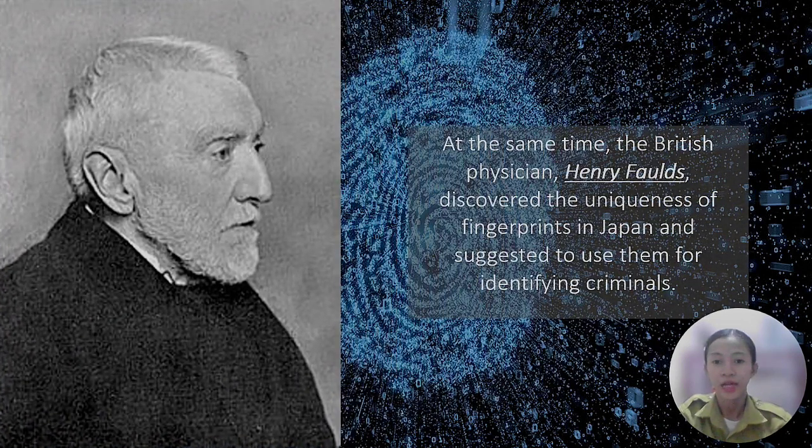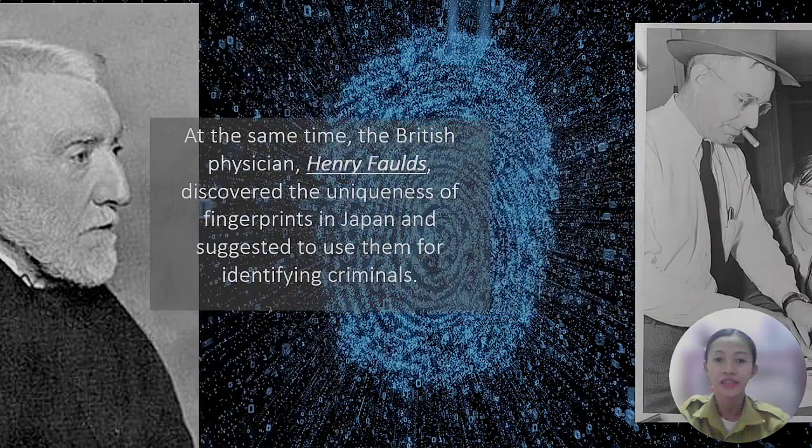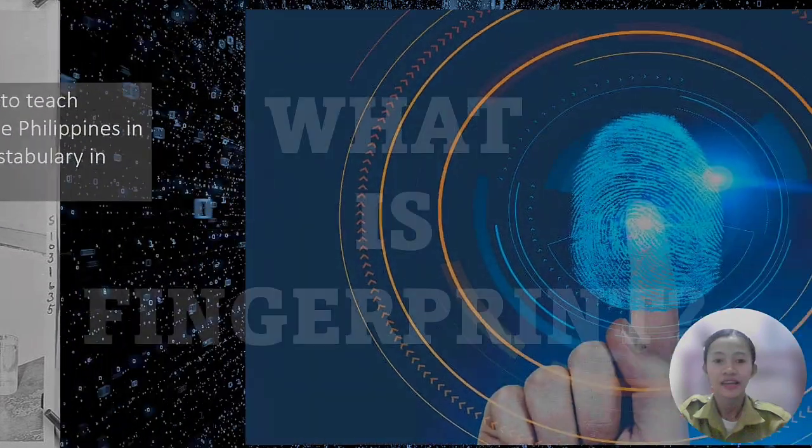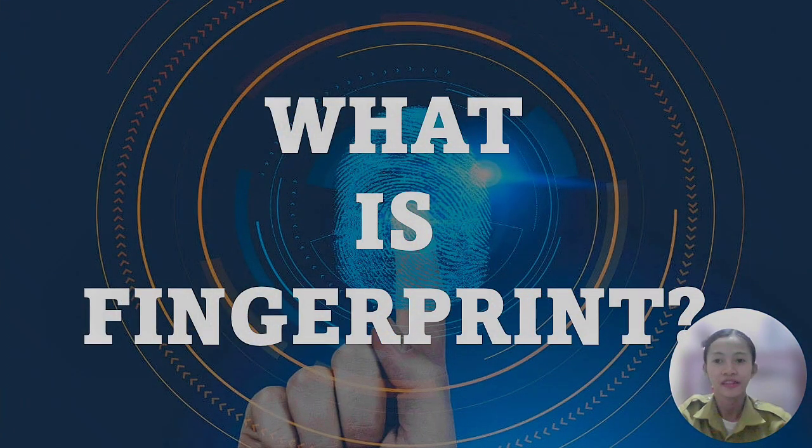At the same time, the British physician Henry Faulds discovered the uniqueness of fingerprints in Japan and suggested using them for identifying criminals. Afterwards, Jones was the first to teach fingerprinting in the Philippine Constabulary in the 1900s. Now, what is a fingerprint?